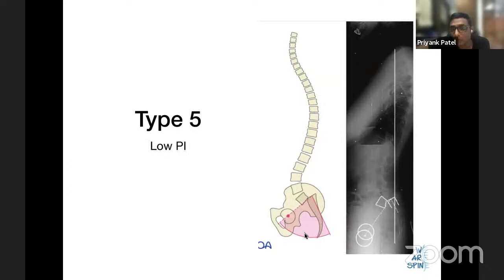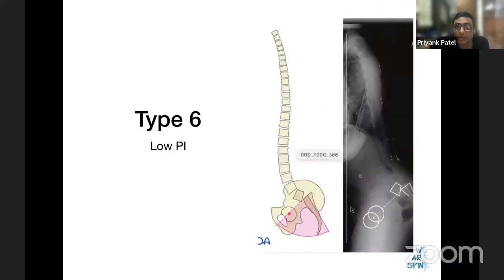So the only thing is here, because there are no compensatory mechanisms in place, your spine overall becomes balanced. So that's one condition. And the other one is a similar situation, but the entire spine is unbalanced. So based on all these factors, they have classified listhesis into the six types.